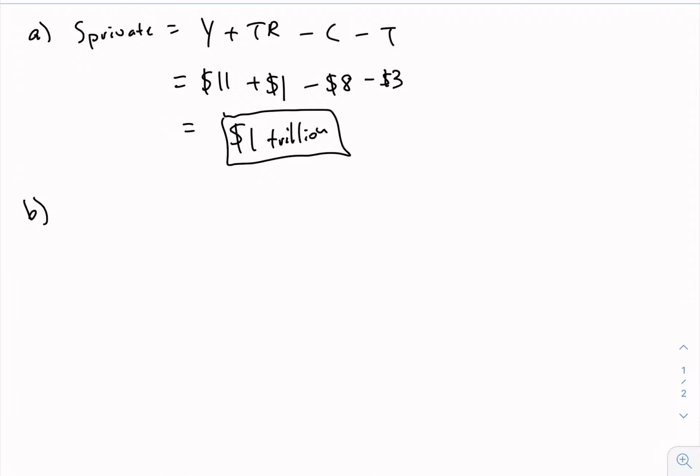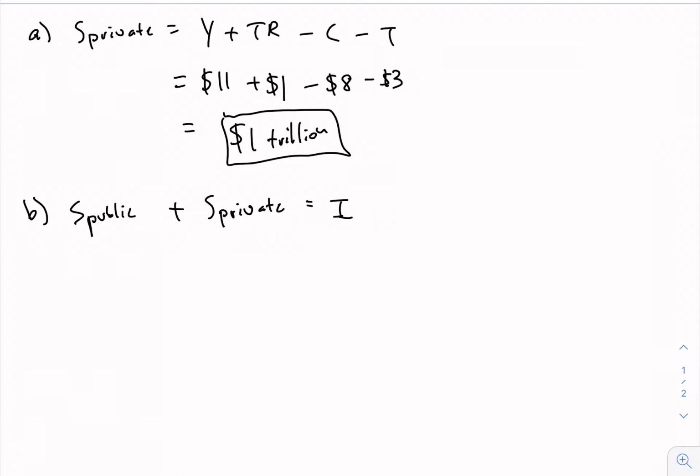Part B asks us to calculate public savings. And so for this part, we're going to use the savings equals investment rule, which says that the sum of public and private savings is equal to total amount of investment spending. And intuitively, this makes sense because in order to invest in capital stock or machinery, you need to have savings in the bank to do that.